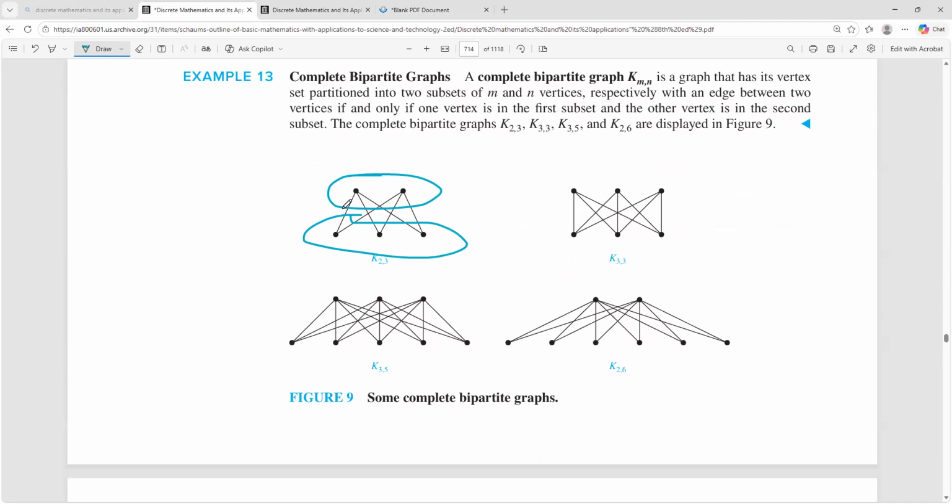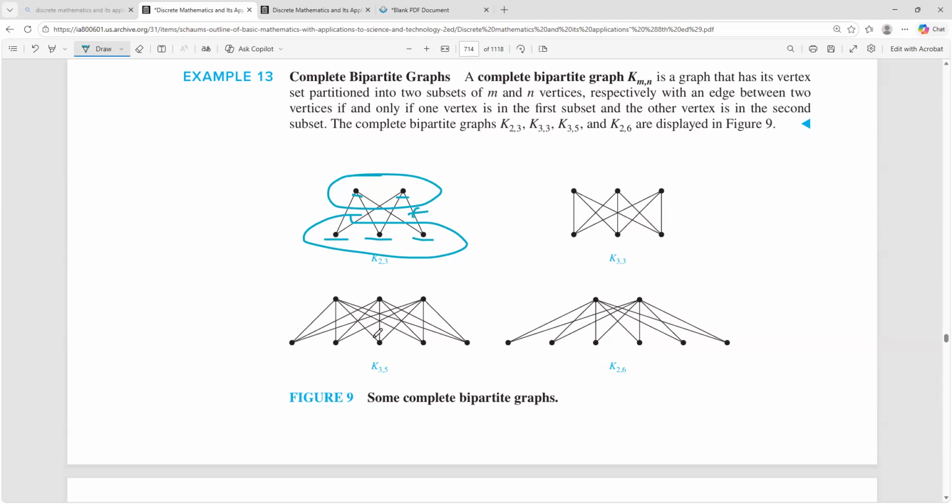But the idea with complete is that these two are connected with all three of the vertices in the other set, right? Same thing with these three. So these are other examples of complete bipartite graphs, right? If, for example, this edge didn't exist, it would still be bipartite, but it's not going to be complete.